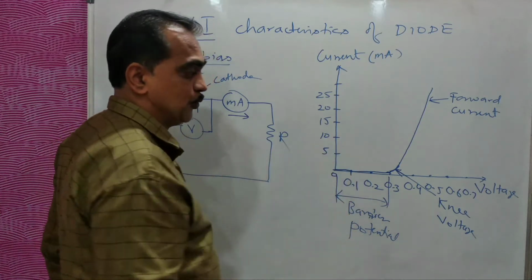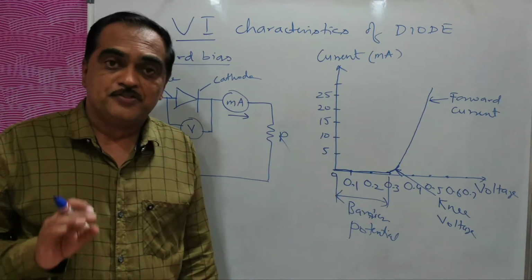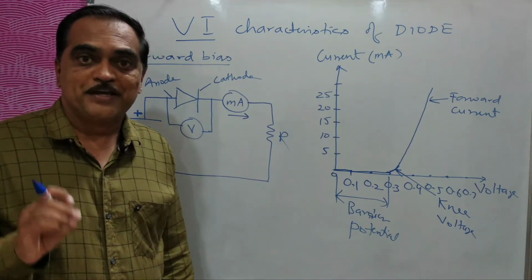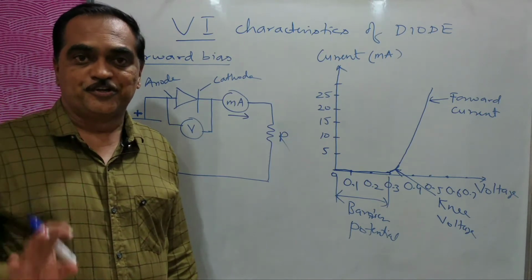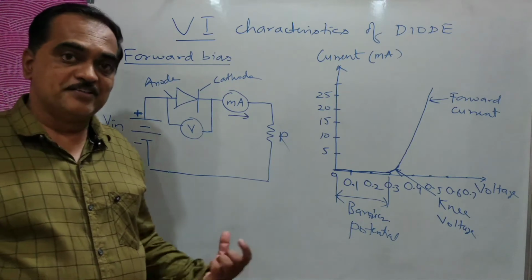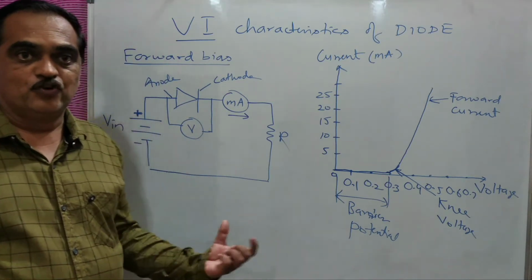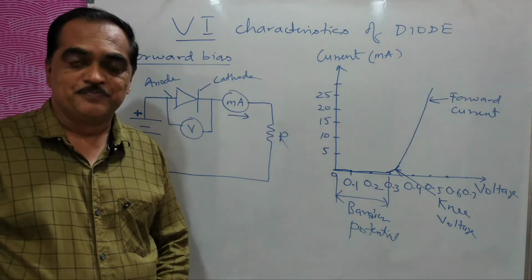A graph will show you that till you overcome the barrier potential, the current magnitude is very low. But after you cross the barrier potential, for a little rise in voltage also, there is a large current flowing, which is called as a forward current. Now in that case, resistance provided by the diode will be very less. So this is your forward bias characteristics of semiconductor diode.